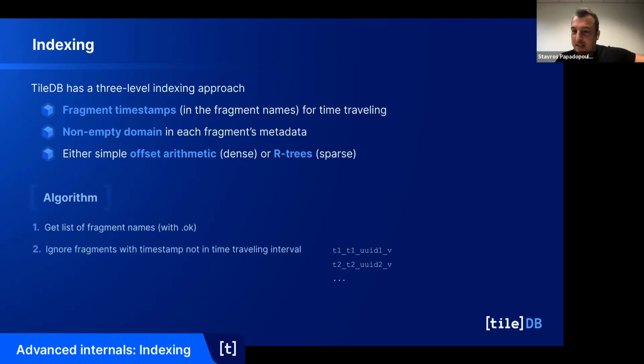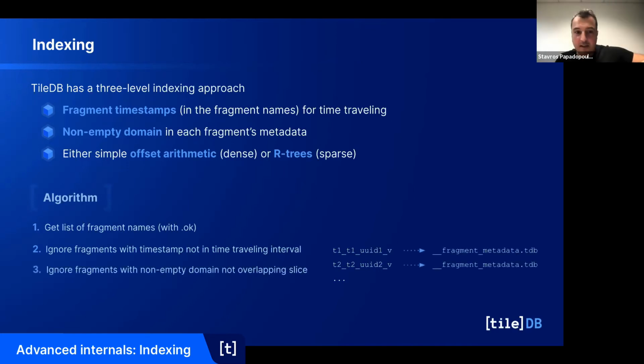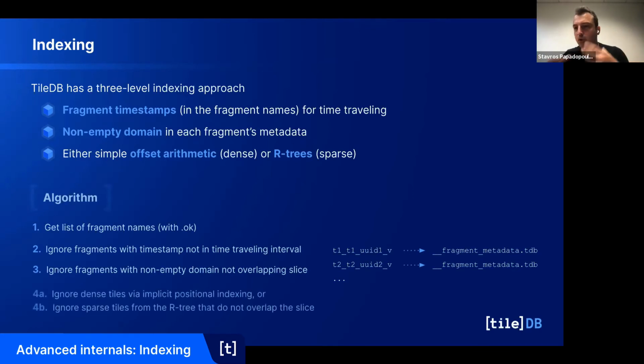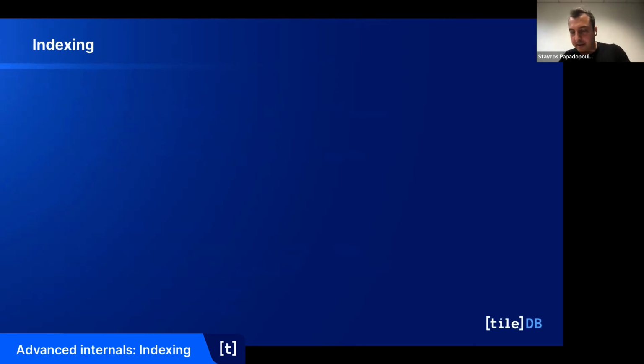Then ignore fragments that are not in the timestamp that you're looking for. Then ignore the fragments whose non-empty domain doesn't intersect with your query, and then do the rest of the indexing magic on tiles, which I'm going to explain here.